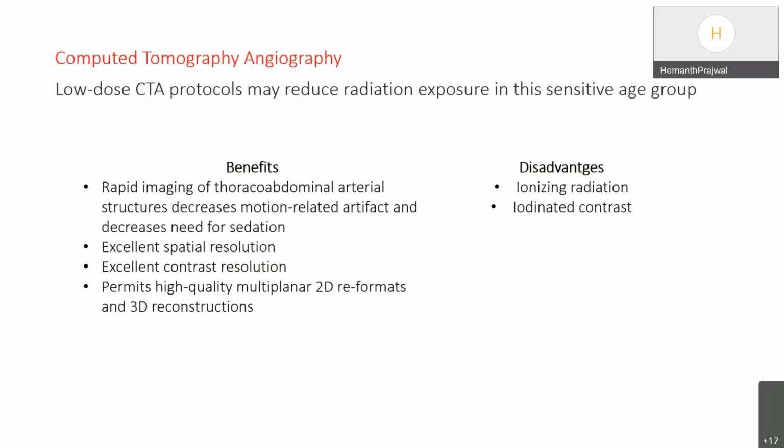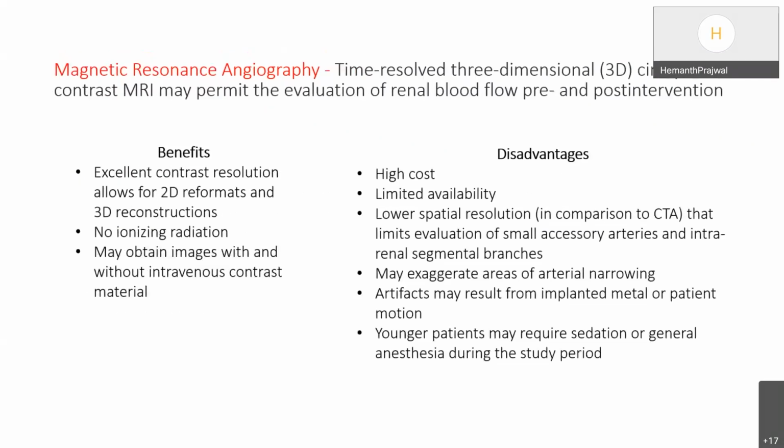to visualize. CT angiography is a good diagnostic modality, with low dose CTA protocols nowadays being used to reduce radiation exposure in the developing age. The benefits being it produces rapid imaging of the thoracoabdominal arterial structure with decreased motion related artifact and decreased need for sedation. It has excellent spatial and contrast resolution, and it permits high quality multiplanar 2D reformats and 3D reconstructions. Disadvantages being the use of contrast and radiation.